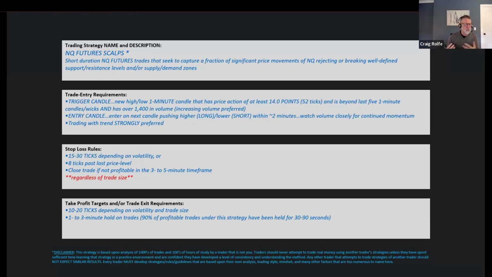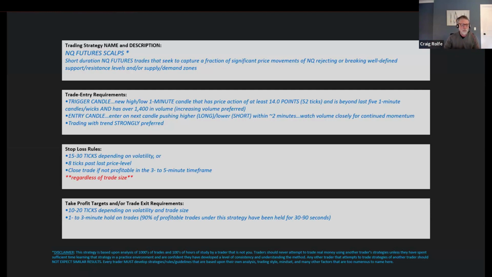My stop loss rules: 15 to 30 ticks. That's a pretty wide range, right? Depending on the volatility. Sometimes on NQ, I might let something go 70 or 80 ticks because there's a price level that means more to me than the number of ticks. 8 ticks past the last price level, that depends, right? It could be 20 ticks past the last price level. Depends on the volatility of the day. But for 90% of my trades, these are my stop losses, and these are the rules for 90% of the trades. It's the framework under which I trade the strategy.